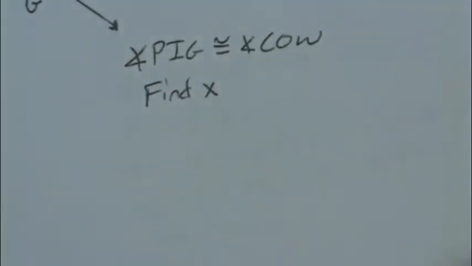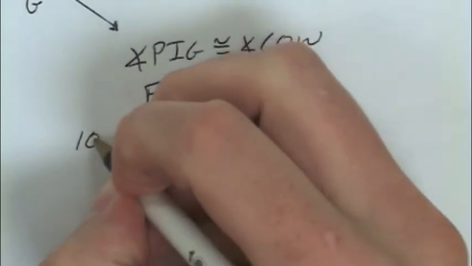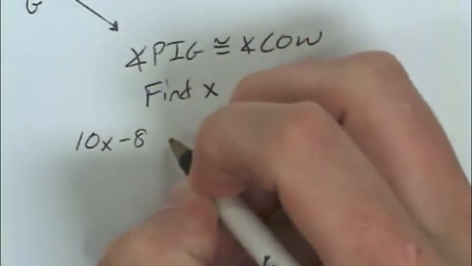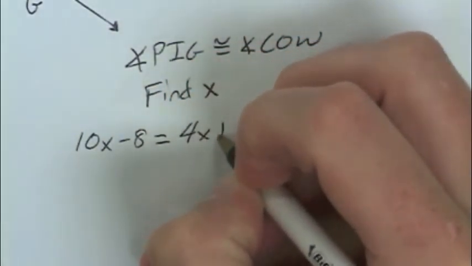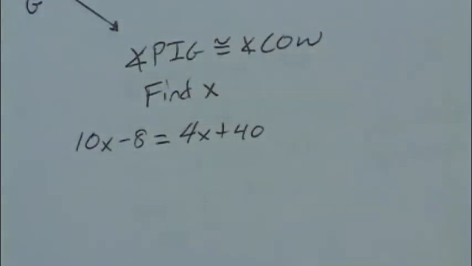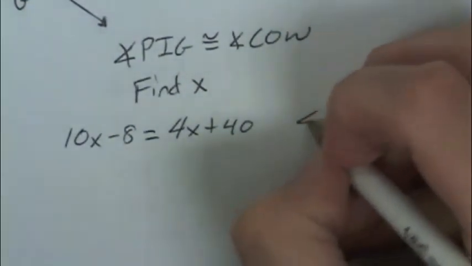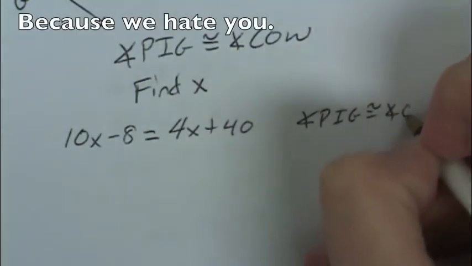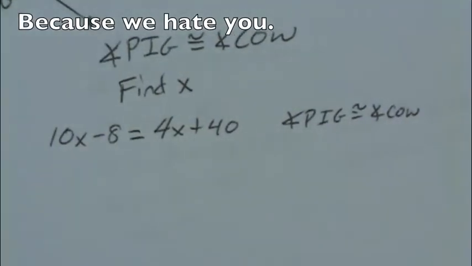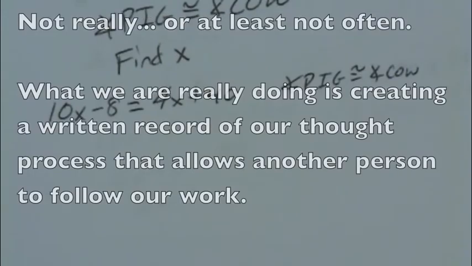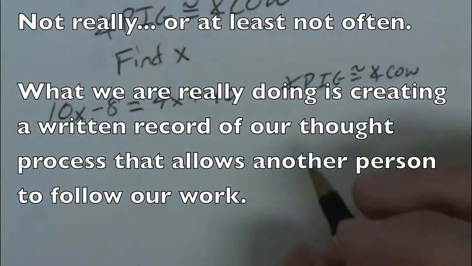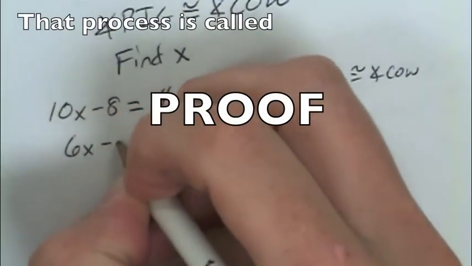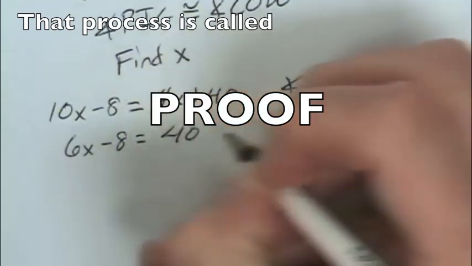All right, we're going to say angle PIG, we know that's 10x minus 8, and that's going to be equal to 4x plus 40. Why? Because angle PIG is congruent to angle COW. Off to the right, every time we do something in geometry, we write down why it is that we're doing it. So 10x minus 8 is equal to 4x plus 40 because angle PIG is congruent to angle COW. Then we're going to subtract 4x from both sides. So 6x minus 8 is equal to 40.